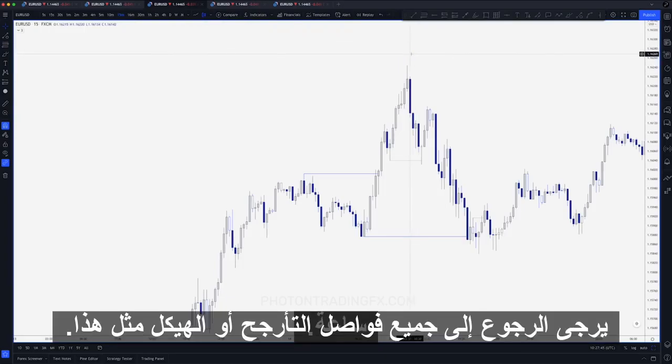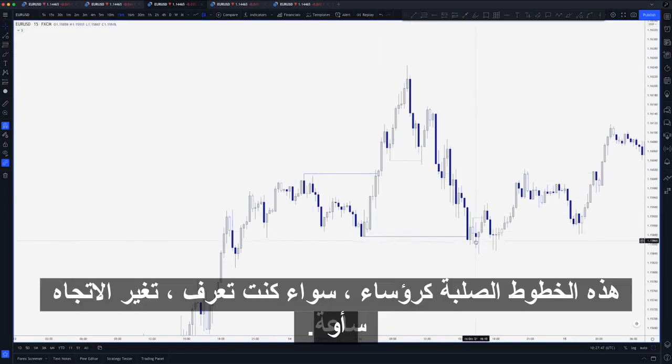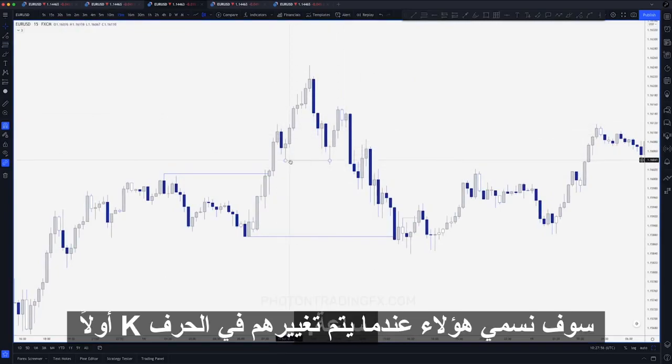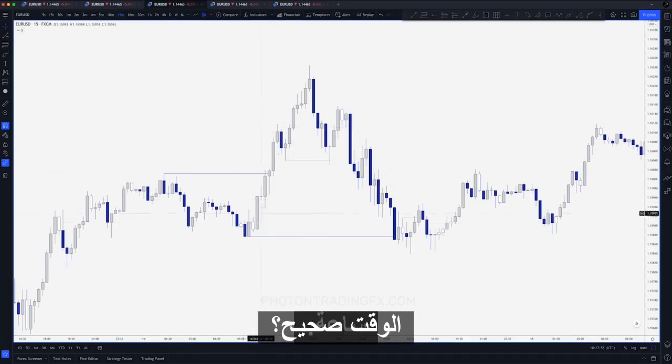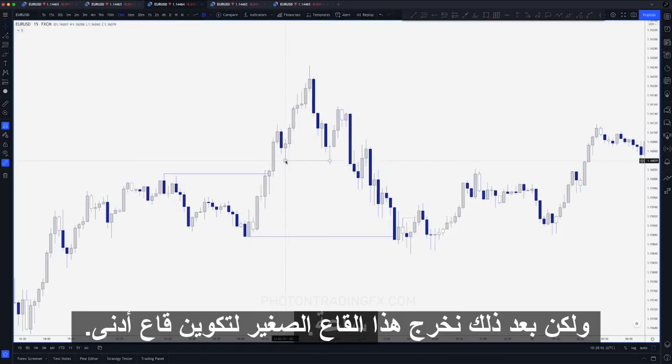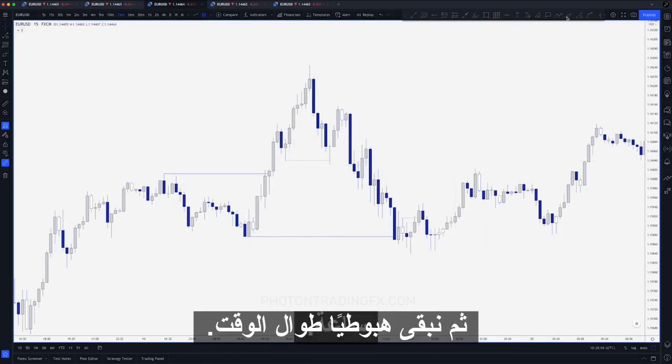Please refer to all swing breaks of structure like this, these solid lines, as BOS, whether it's a trend change or not. Just call them all BOS. And then these small internal aggressive highs and lows, right, when they get taken, we'll call those changes of character. Okay, the first time, this is higher high, higher low, higher high, but then we take out that small low to form a lower low. That's our bearish change of character. But then we stay bearish the entire time.